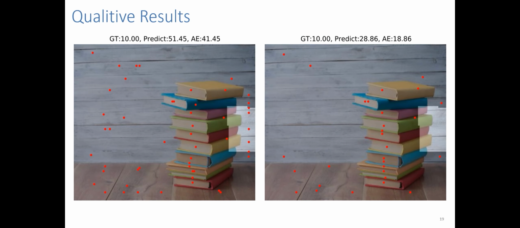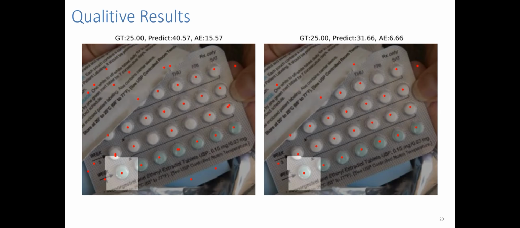The qualitative results demonstrate that our interactive counting framework can reduce errors both globally and locally. The left is before 1 interaction, and the right is after 1 interaction. In the shown qualitative results, the highlighted region is the selected region in interaction.